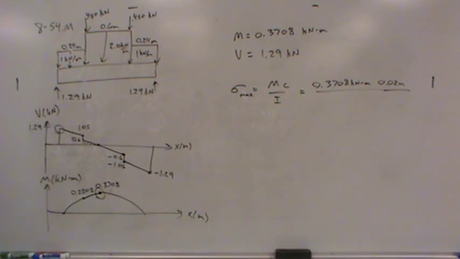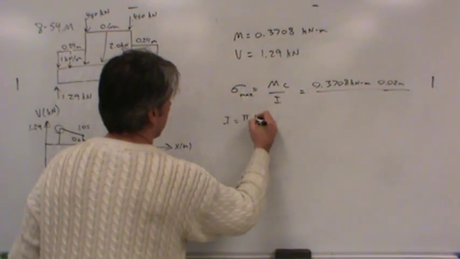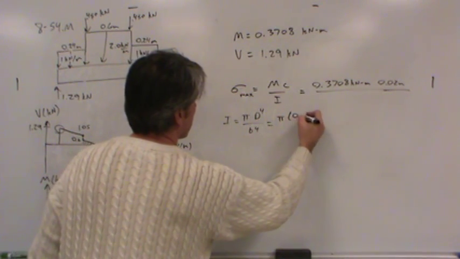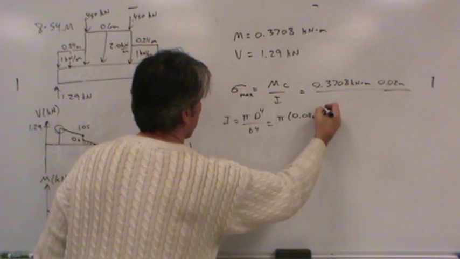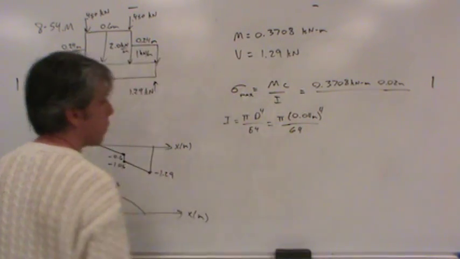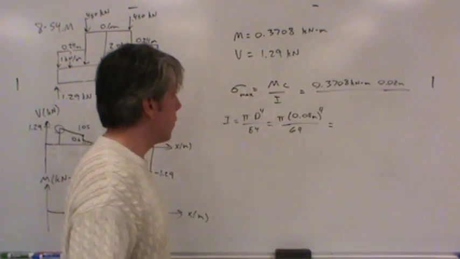Let's see. I'm looking at the wrong thing. Yeah, so I equals pi d to the 4 over 64. Let's calculate I. Pi times 0.04 meters to the 4th over 64. Plug that in your calculator, please, and give me a number.